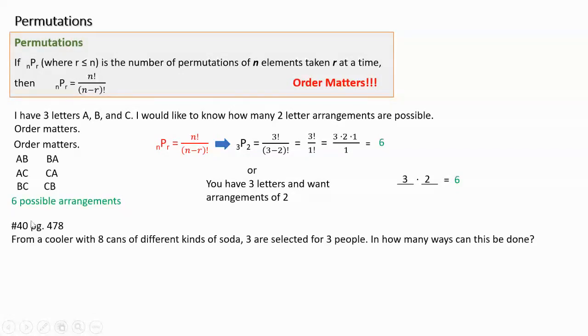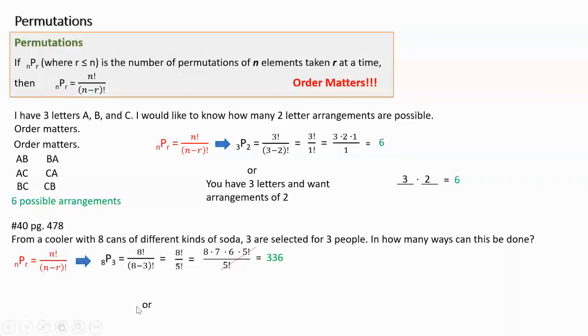Okay, now this is number 40 from page 478. From a cooler with 8 cans of different kinds of sodas, 3 are selected for 3 people. In how many ways can this be done? Okay, it's going to be 8P3. Right, so it's going to be 8 factorial over 5 factorial. So 8 factorial will be 8 times 7 times 6 times 5 factorial. The 5 factorial cancels as 1. So 8 times 7 times 6 will give us 336.